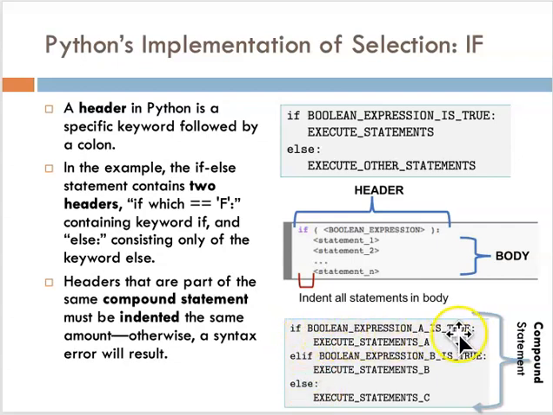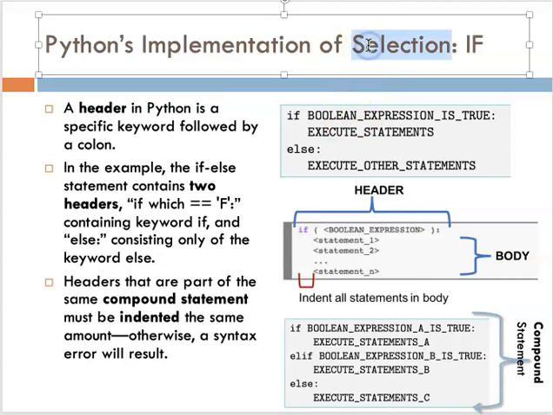If Boolean expression A is true, then execute this bunch of statements. Else if, otherwise if Boolean expression B is true, execute these other statements. Otherwise, else, colon, execute this bunch of statements C. Now, the important note here is that only one of these sets of statements is executed: either statements A, statements B, or statements C. Not all of them. You're selecting between one group of statements.